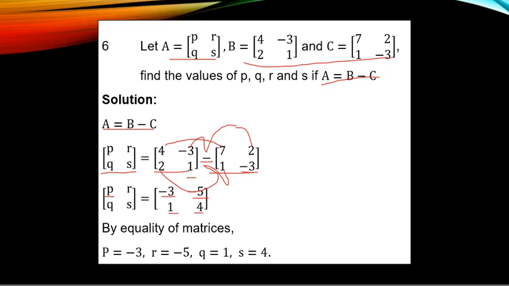is equal to the first entry, that is P is equal to minus 3. Then the second letter in the first row is equal to minus 5. Then Q is equal to 1, and S is equal to 4. So this is the correction to the classwork of lessons 3, 4, and 5.